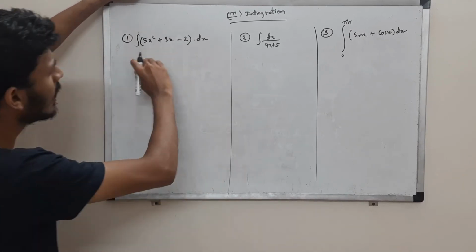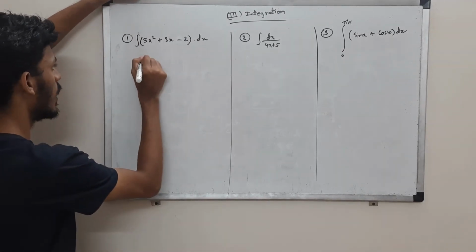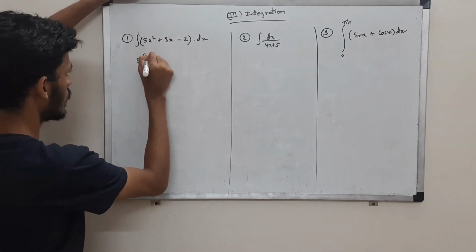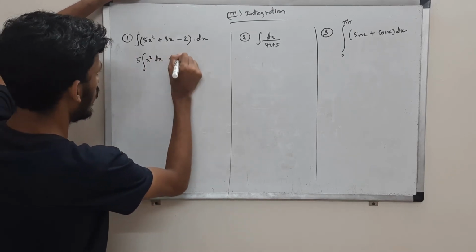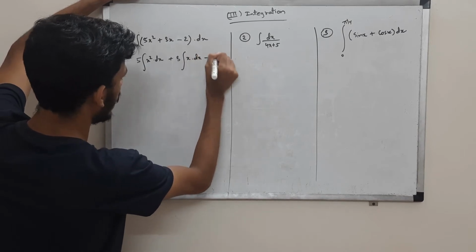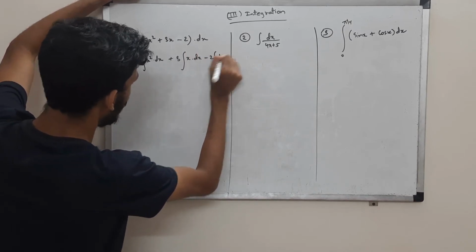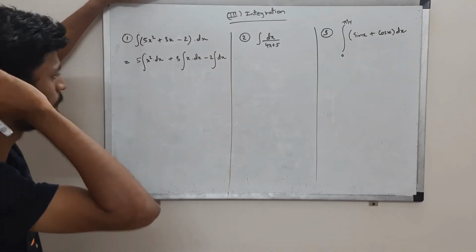Again, integration can be split among different terms. So you can find the integration of 5x squared like this. 5 can be taken out, then you can take 3 out and integrate x dx, again take 2 out and integrate dx. So you can do it this way. You just split up the integral.